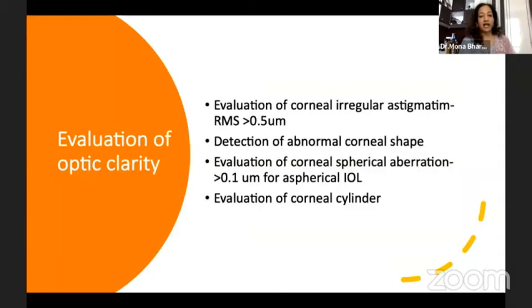Evaluation of optical clarity by out. This will be dealt with by Dr. Sagar Bhargava in detail in the next session.